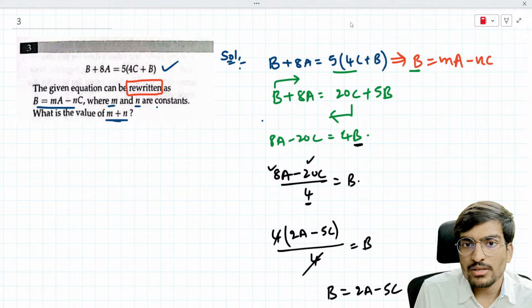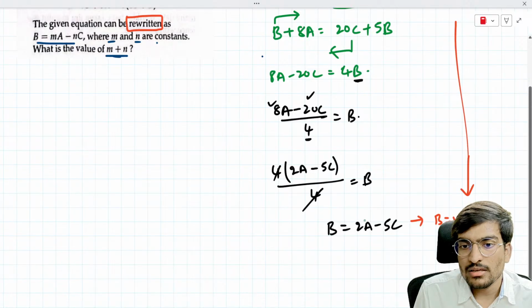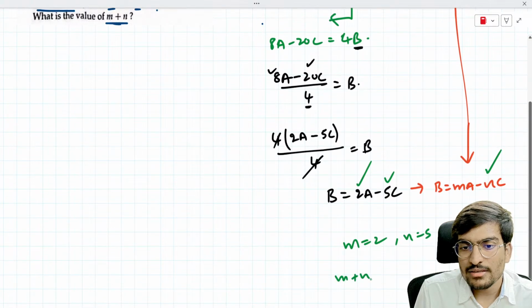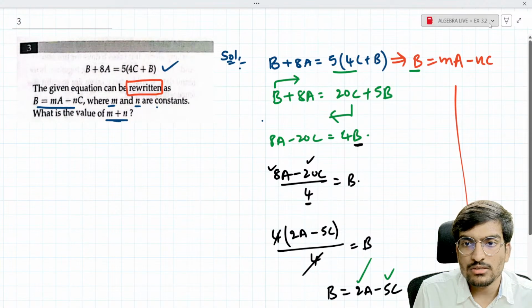The equation you have here, you can equate it with b equals ma minus nc. So what is the value of m and n? m is 2 and n is 5. So what is m plus n? That equals 7, 2 plus 5, which is 7. I can see both answered 7. Fine, very good.